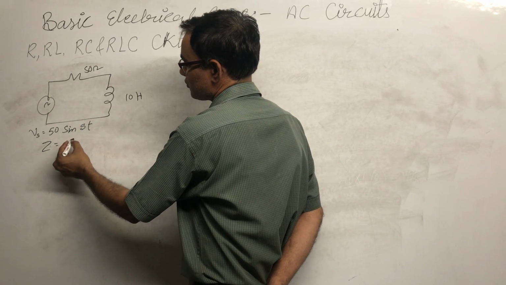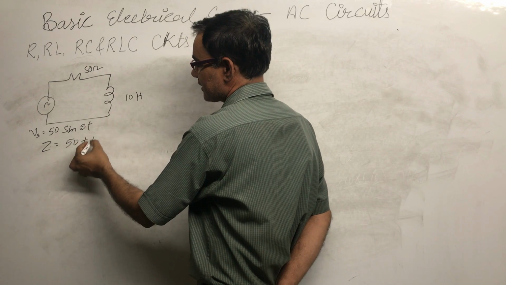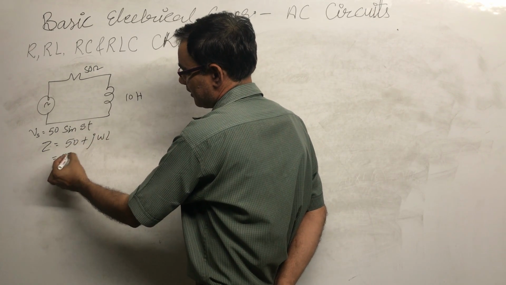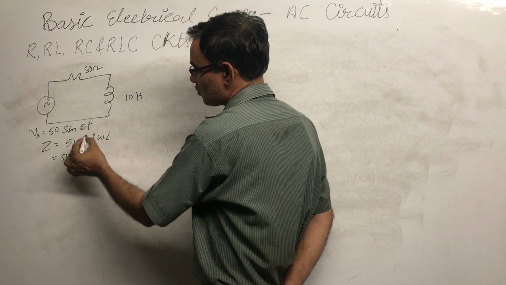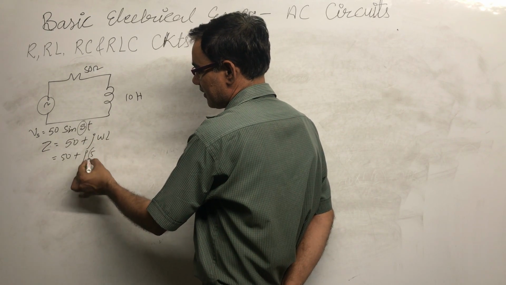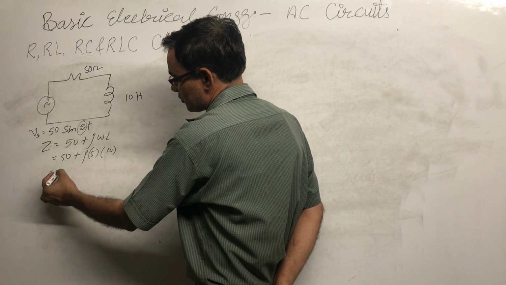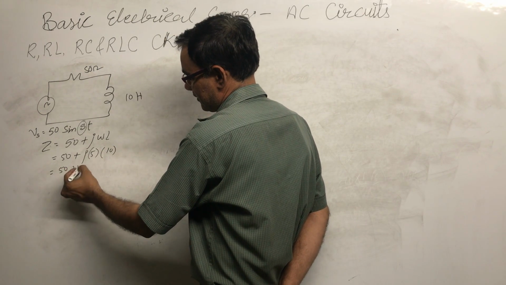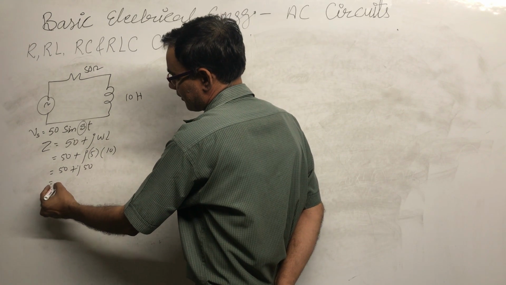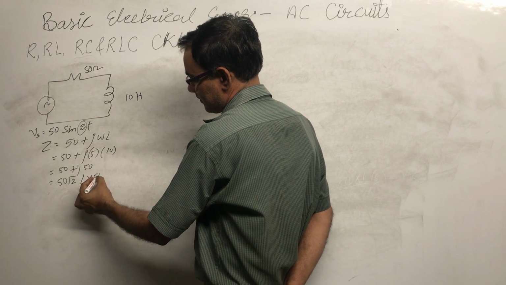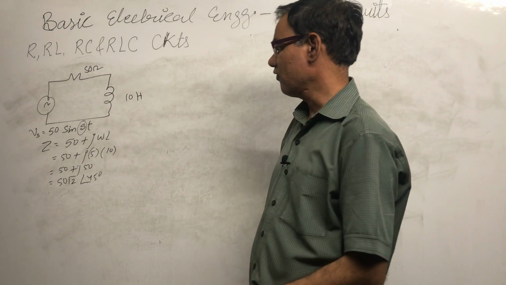So resistance is 50 ohm and inductive reactance is j omega L. So here it is 50 plus j omega L, where omega is 5 and L is 10, so that is also 50. So it is 50 plus j50. Both are 50, so the impedance is 50 root 2 at an angle of 45 degrees. This is the impedance offered.